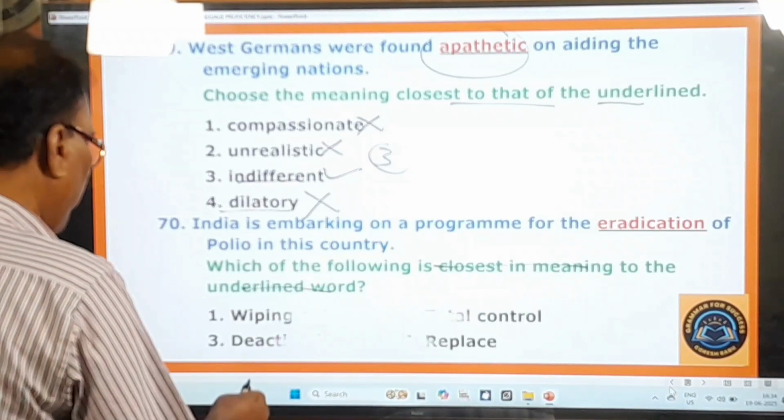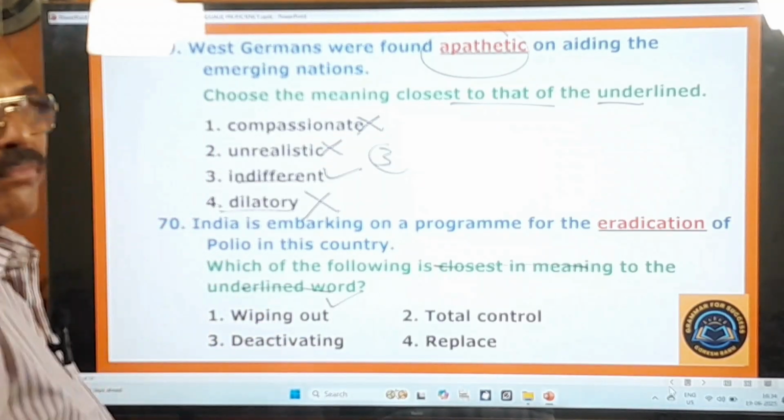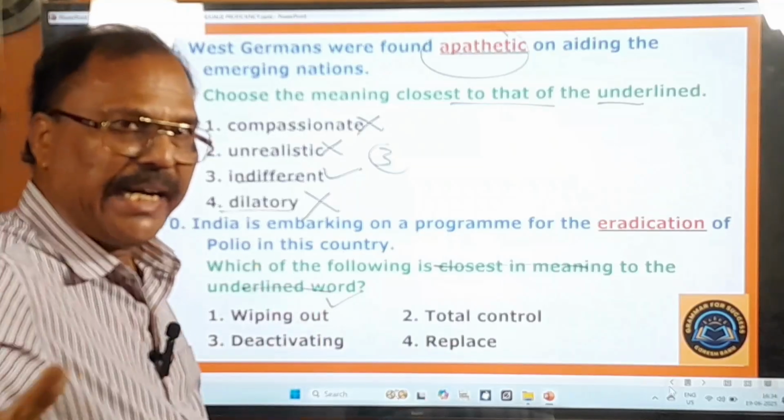Here you pay attention. Wiping out. Eradication means wiping out. The very first one is the right one. Poverty should be eradicated means wiped out.